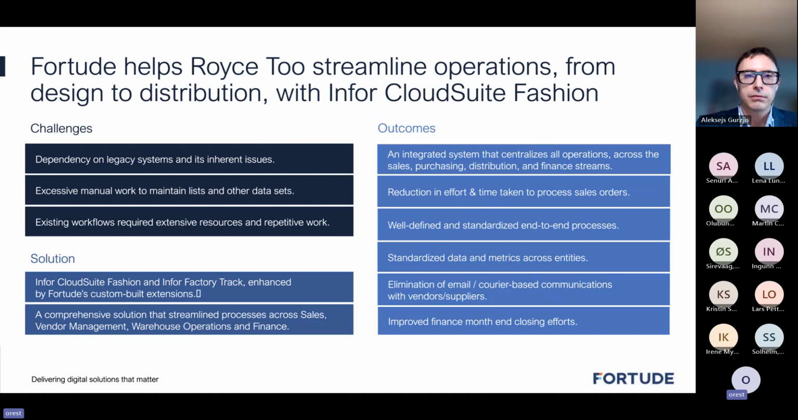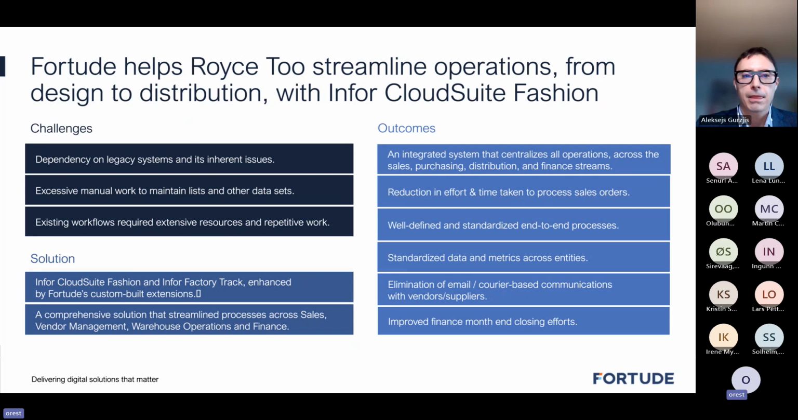Another example of a success story is Fortune's ability to help a company called Royce 2 to streamline operations, from design to distribution, with the Infor Cloud Suite Fashion solution itself. Again, here the challenges that were faced by this company were dependency on legacy systems and the issues that are involved around that. Lots and lots of manual work to maintain different types of data, lists, and reports. And existing workflows required a lot of extensive resources and repetitive work.